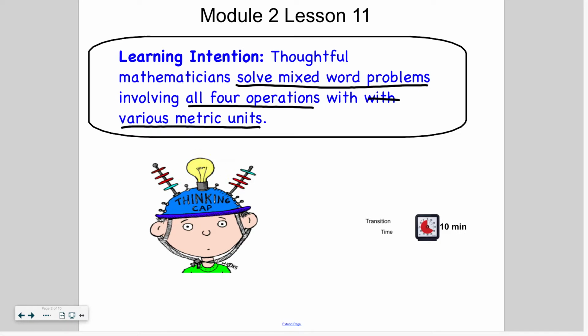So all four operations, that includes addition, subtraction, multiplication, and division. Those are the four operations in math. So if you're ever asked which operation are you going to use to solve, that is what it means. It's not the strategy, it is the operation, meaning are you adding, subtracting, dividing, or multiplying.